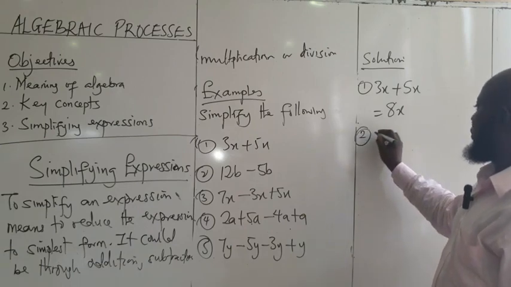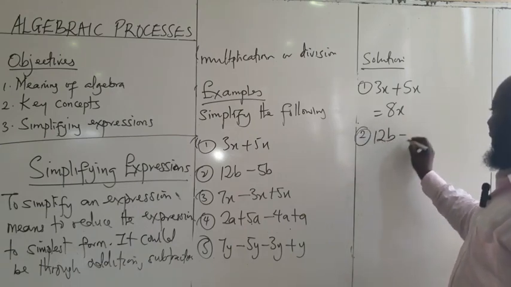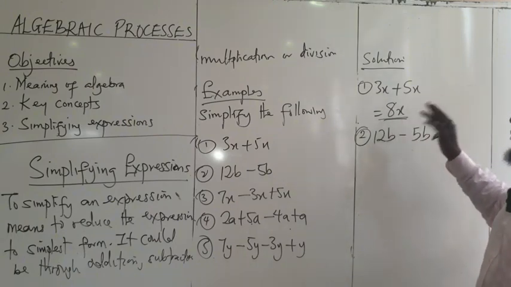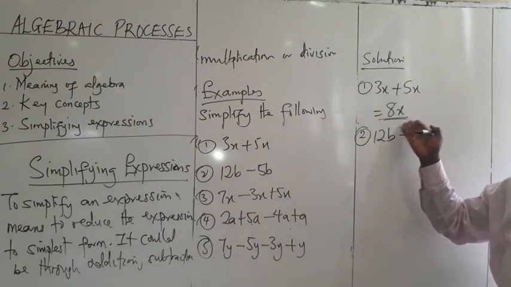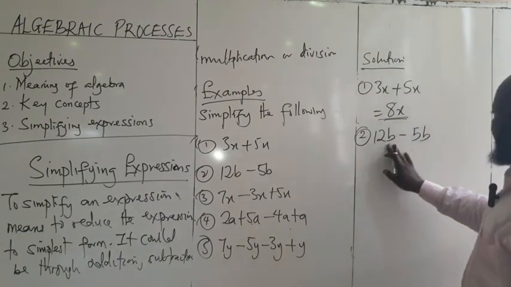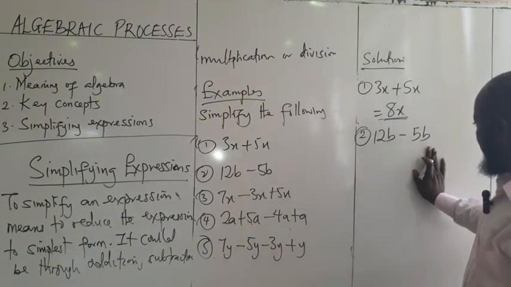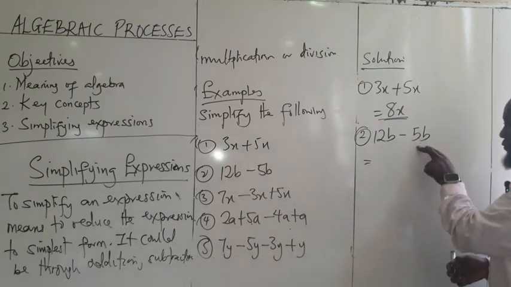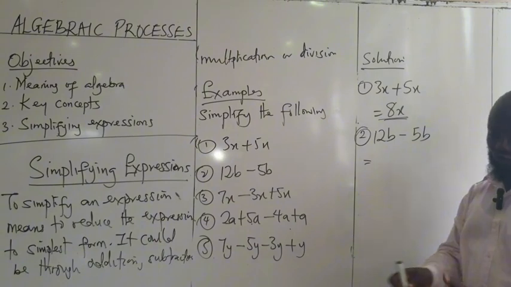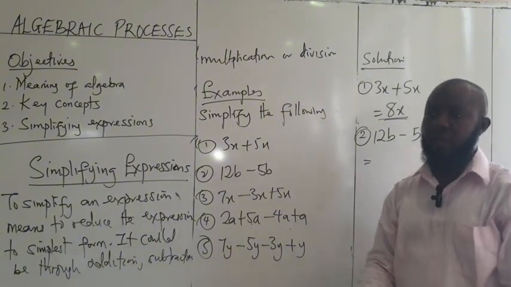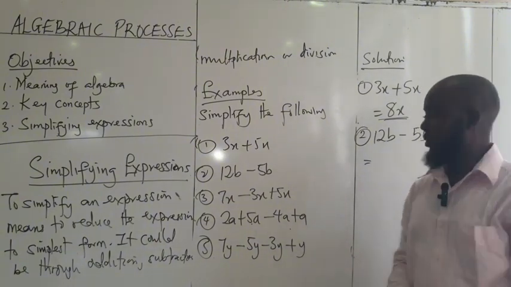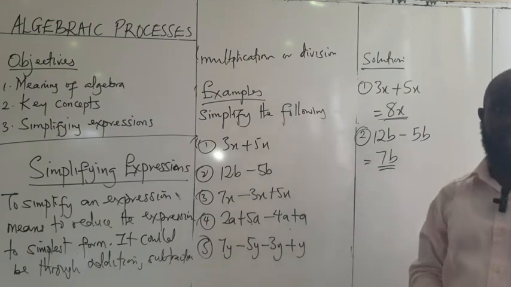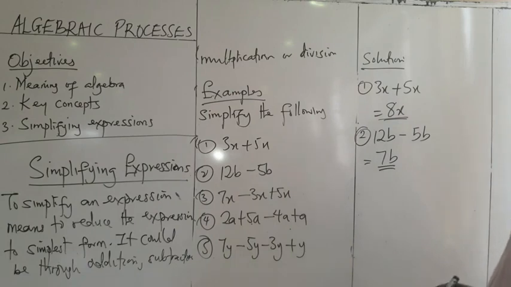Then the second one, 12b minus 5b. We can change this one to 12 bananas minus 5 bananas. Out of 12 bananas, take 5 out of it. So what do we have left? We're going to have 7 bananas left, which is 7b. You can see that it's very simple. Alright? Then the third one.